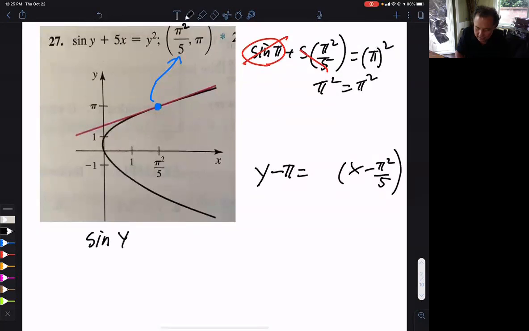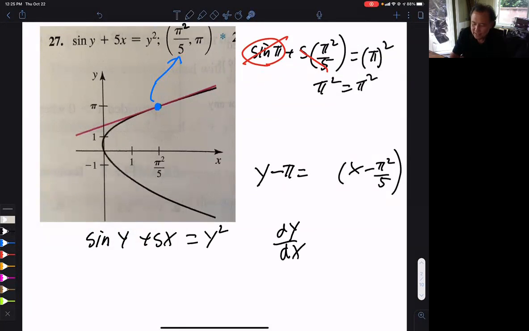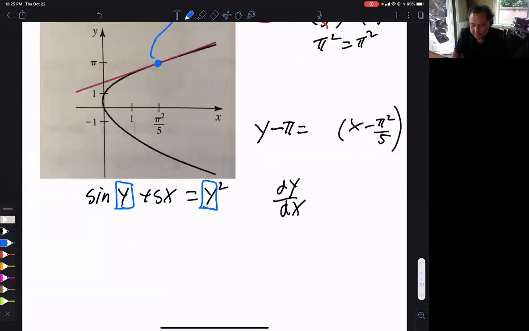We have sine of y plus 5x equals y squared. The derivative, or the slope of the line, is going to be dy dx. So y is the function, x is the variable. We have a function here and a function here. Treat that just like it were f of x in the chain rule section.